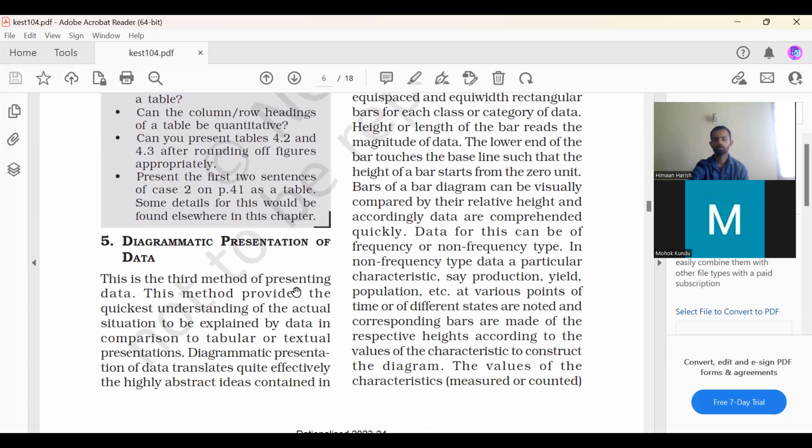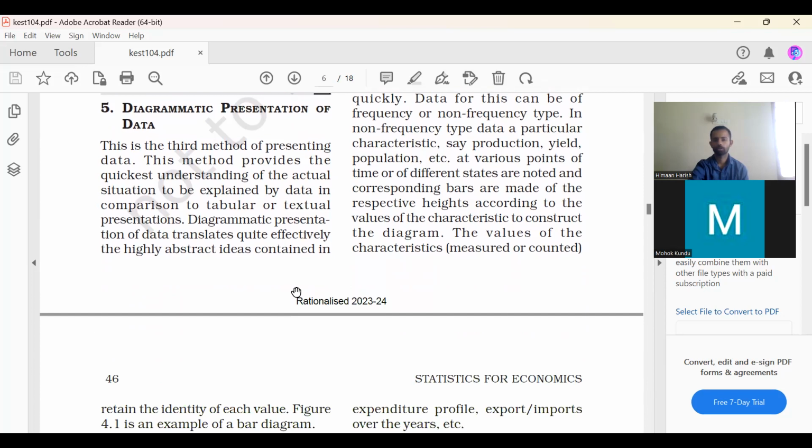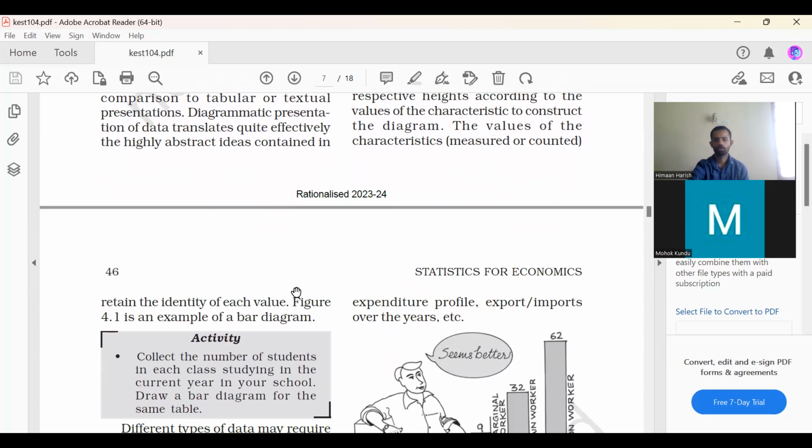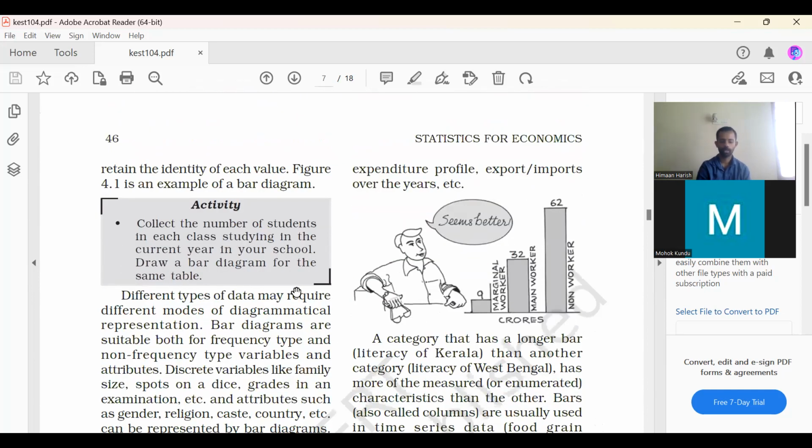Data for this can be of a frequency or non-frequency type. In non-frequency type data, a particular characteristic, say production, yield, population, etc., at various points of time or of different states are noted and corresponding bars are made of the respective heights according to the values of the characteristic to construct the diagram. The values of the characteristic measured or counted retain the identity of each value. Figure 4.1 is an example of a bar diagram. We have represented the bar diagram earlier on the whiteboard.